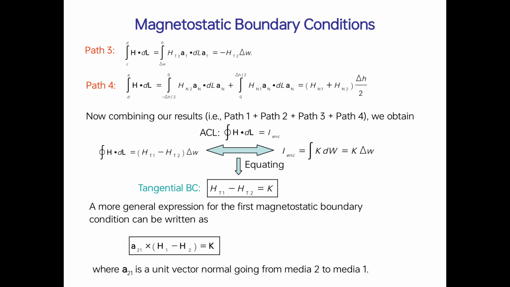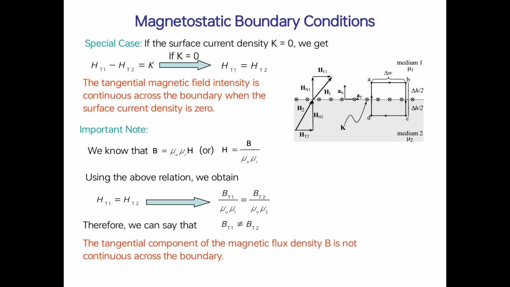A more general expression for the first magnetic boundary condition can be written as a21, the unit vector, cross H1 minus H2 equal to K. A21 is the unit vector normal going from medium 2 to medium 1. Special case: if the surface current density K is equal to 0, we will get Ht1 in medium 1 equal to Ht2. The tangential magnetic field intensity is continuous across the boundary when the surface current density is 0.